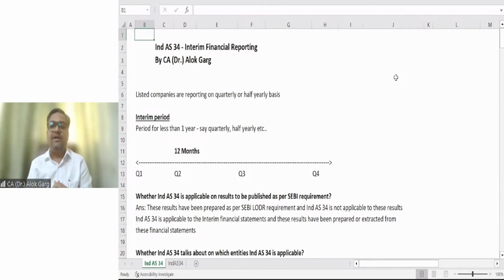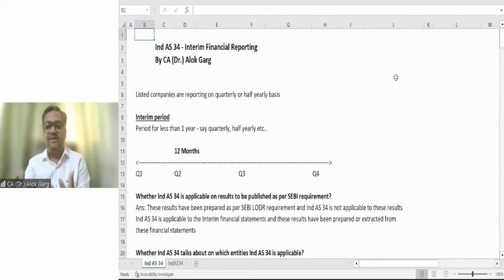For example, listed companies. Listed companies publish their results on a quarterly basis as per the SEBI regulations. So they need to prepare the financial statement on a quarterly basis, for example for the June quarter, then the quarter and half year ending September, the quarter and 9 months ending December, and then the full year. When the company prepares the financial statement for a period less than 1 year, it is known as an interim financial statement.